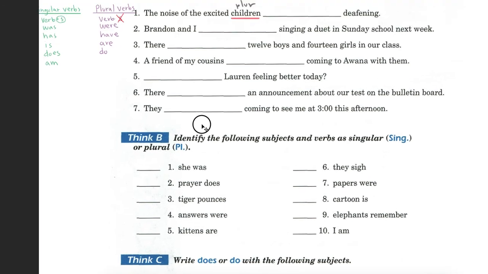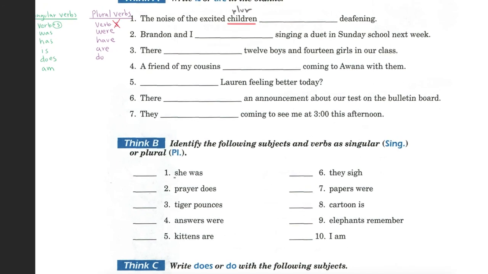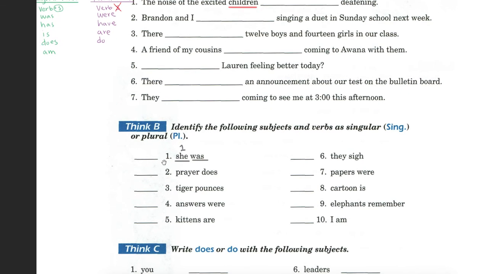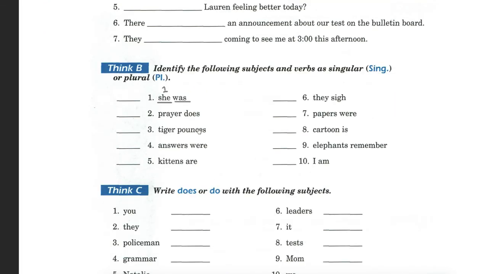All right, so she was. So she, is that singular or plural? Was, is that singular or plural? If you're not sure, look at the table up here. All right. I know she's not talking about one person, and was is underneath the singular verb table here. So I'll let you decide what to write there.